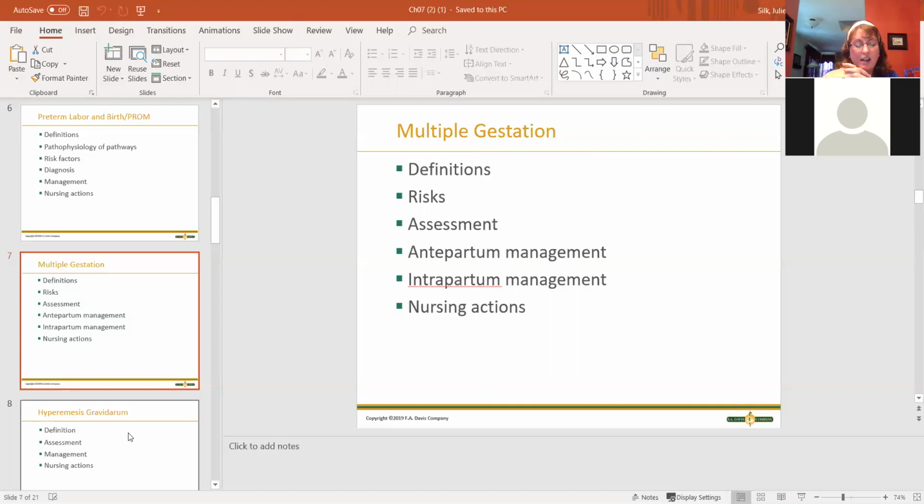And then for nursing actions, this is talking about stuff that we would do throughout this person's pregnancy. One of the things that the chapter talked about was the woman may need a nutritional consult because she's at higher risk for iron, calcium, and magnesium deficiencies. She needs those things in increased levels to support the growth of multiple fetuses. And then cesarean birth is often recommended for multiples. And of course, triplets and higher multiples are always going to be delivered by cesarean.